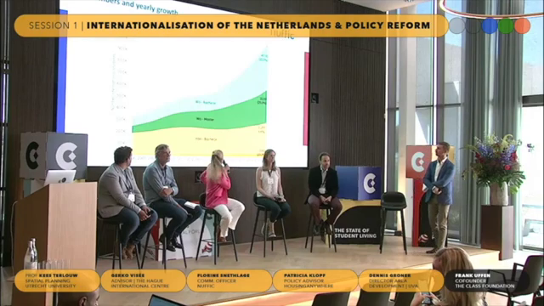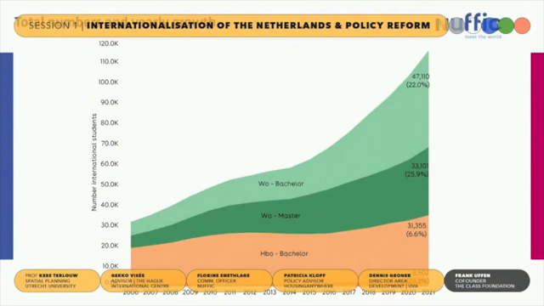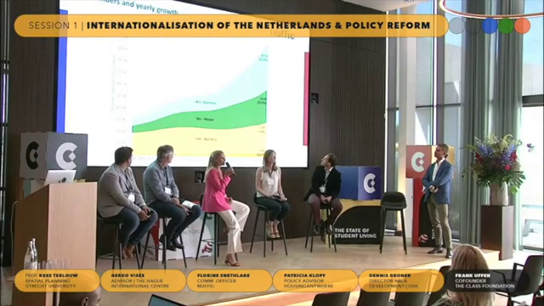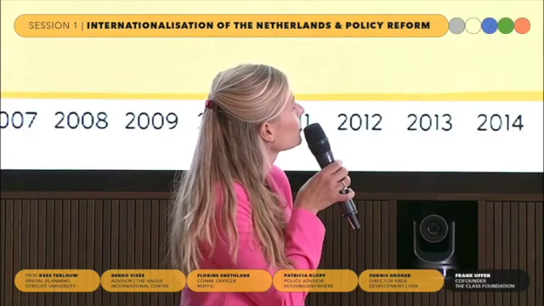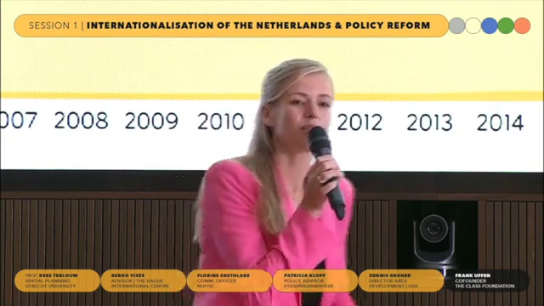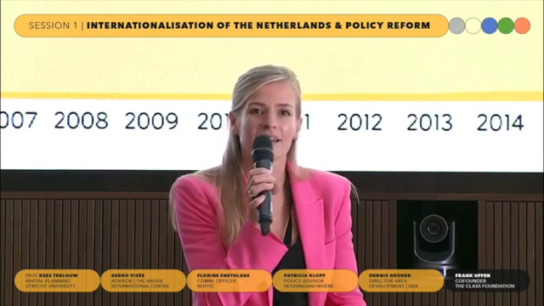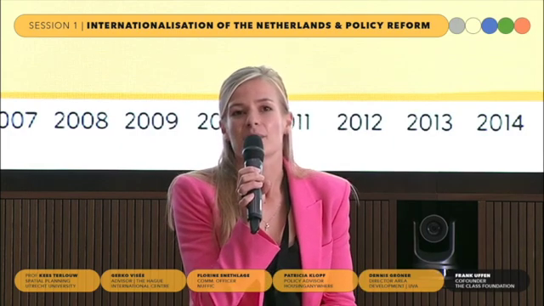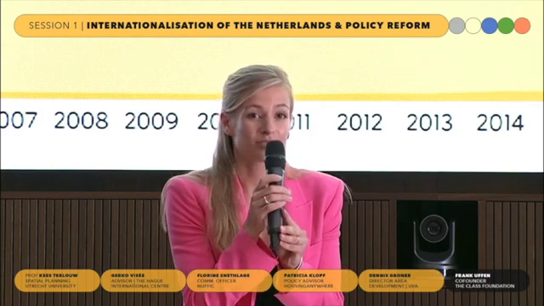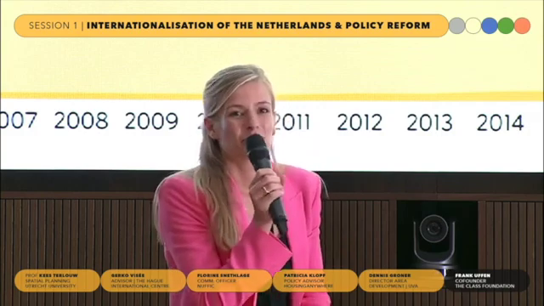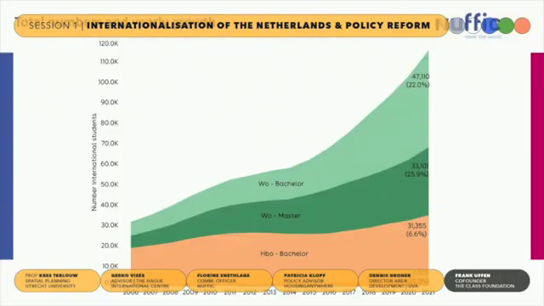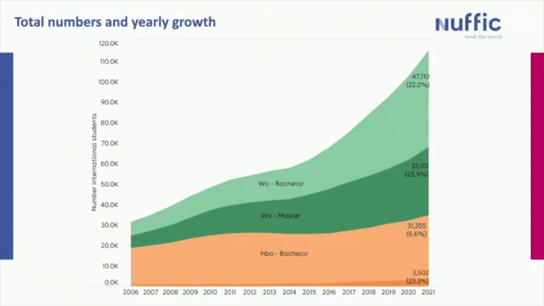Yes, and this figure, I hope you can see it well, shows the total numbers and yearly growth of international students from 2006 until 2021. You can see 4 categories here. The lighter shade of green shows the international students enrolled in bachelor programs at research universities. The darker shade of green shows the international students enrolled in master programs of research universities, and the lighter shade of orange shows the international students enrolled at a University of Applied Sciences in a bachelor program, and the dark shade of orange, I hope we're not in front of it, is a really small percentage and amount, but these are the international students enrolled in a master program at a University of Applied Sciences.